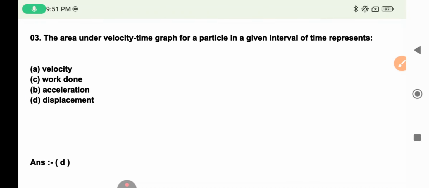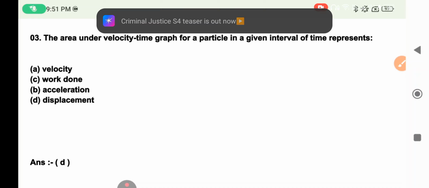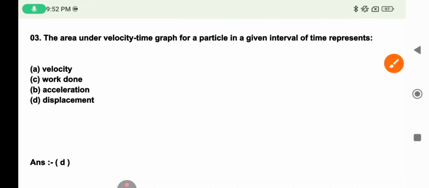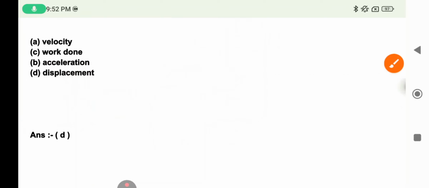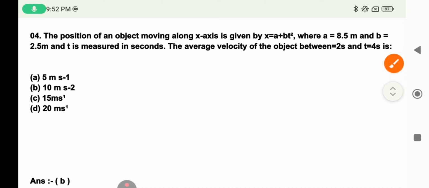The area under velocity time graph for a particle in a given interval of time represents, and here the options: option A velocity, option B work done, option C acceleration, and option D displacement. And the correct answer is option D, displacement. Now move on question number 4.